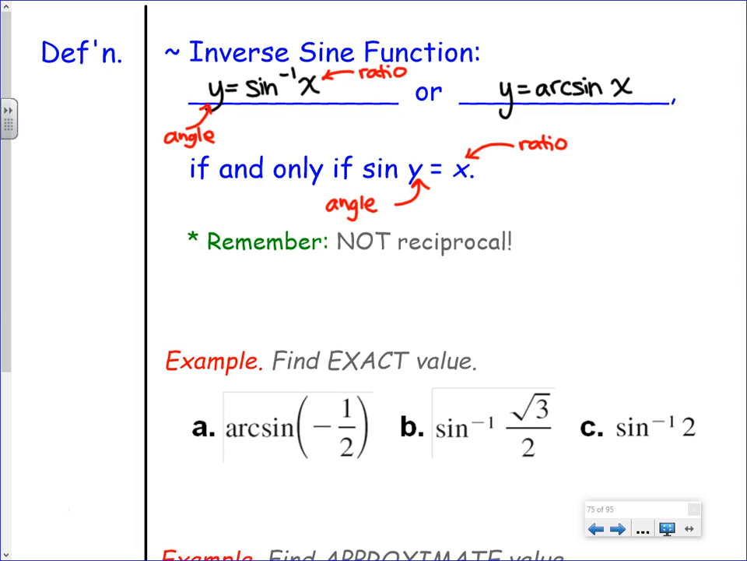Remember, you know your unit circle so well you can go backwards. This notation means the exact same thing. You're finding an angle given a ratio. Okay? So let's do a couple more examples.